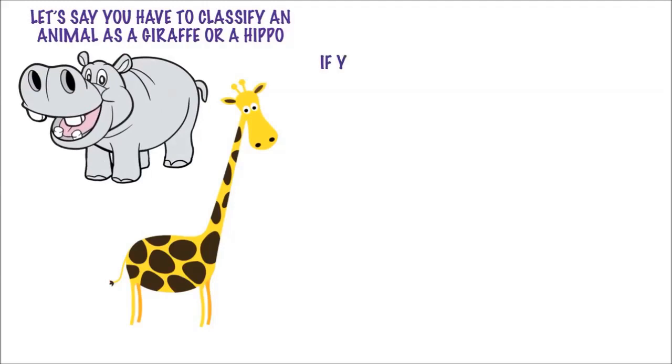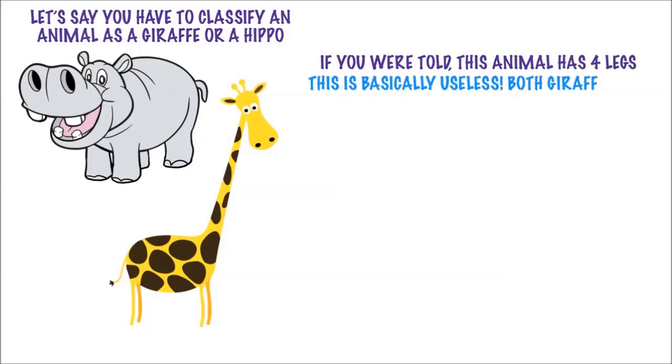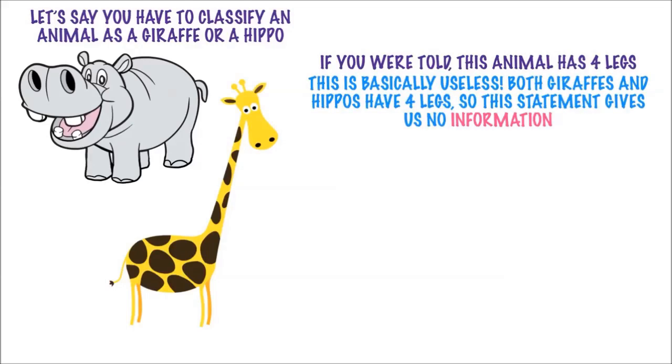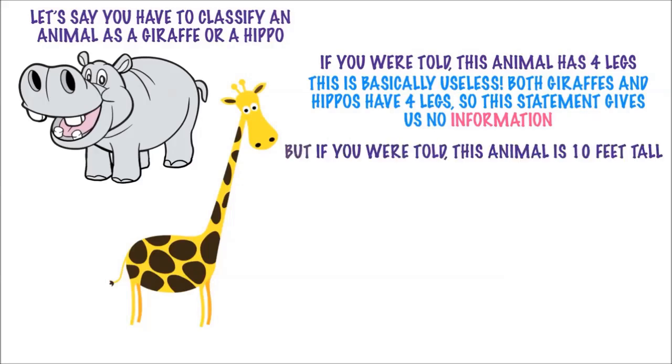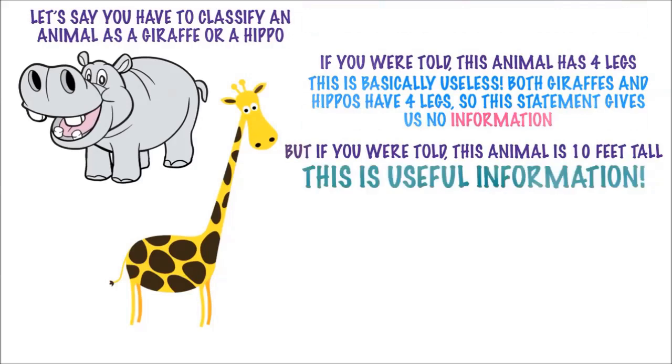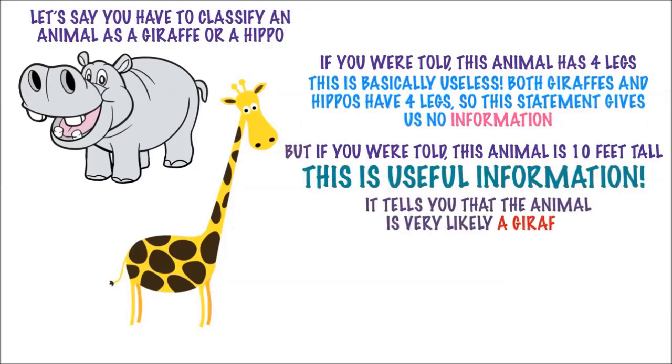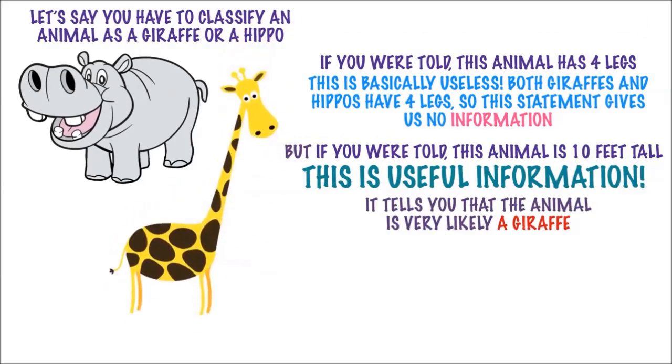For example, if you were told this animal has 4 legs, this is basically useless. Both giraffes and hippos have 4 legs, so this statement gives us no new information. It doesn't really help us in our guess for whether this animal is a giraffe or a hippo. On the other hand, if you were told that this animal is 10 feet tall, this is actually useful information because it tells you that the animal is very likely a giraffe.